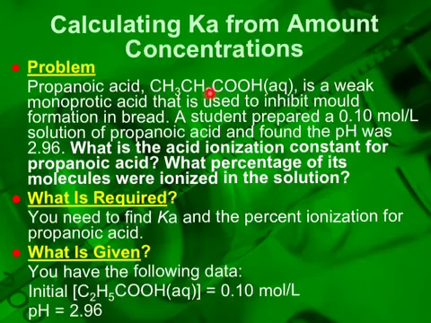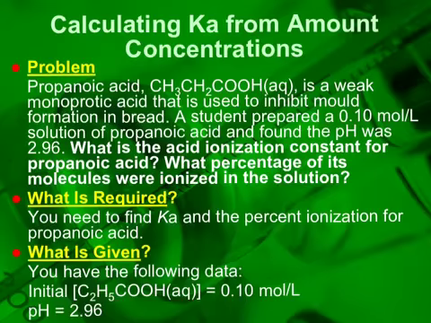Propanoic acid, here's its formula, is a weak monoprotic acid. A student prepared a 0.10 mole per liter solution and found that the pH was 2.96. We're asked to find the acid ionization constant and what percentage of the molecules were ionized in the solution. So we're asked to find the Ka and then determine what percent of the original propanoic acid was ionized into hydronium and propanoate. All that we're given is that the original concentration of propanoic acid was 0.10 and the final pH value is 2.96.